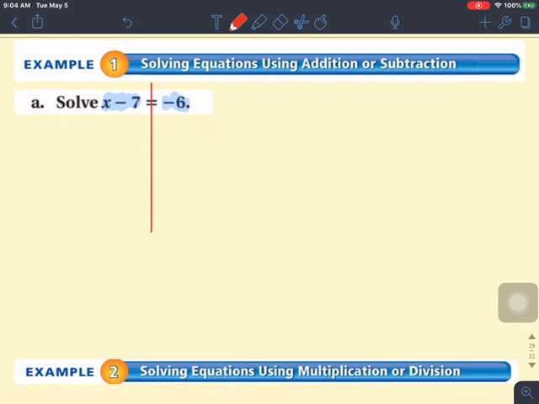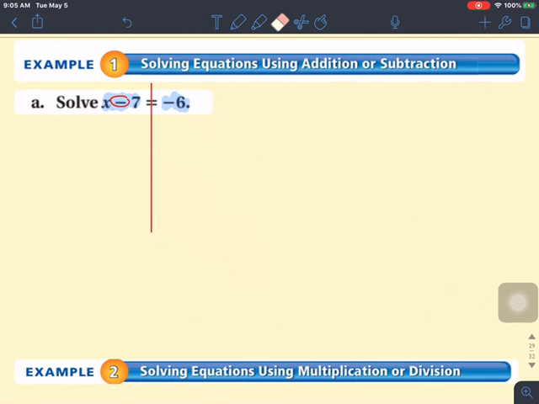To get started, we want to look at what's happening, the action. The action here, what's happening to the variable, is that 7 is being subtracted from it, minus 7. So the way we go about finding the value of x is to apply inverse operations. The operation right now is minus 7. What is the inverse, or the opposite, of that? Plus 7.